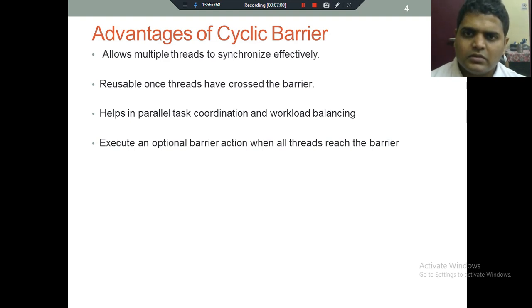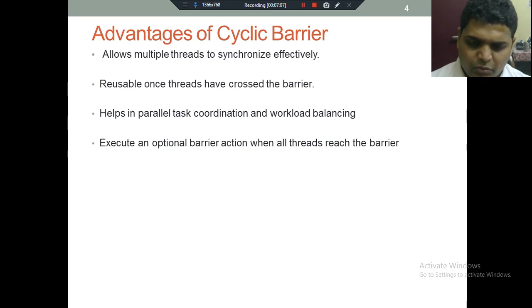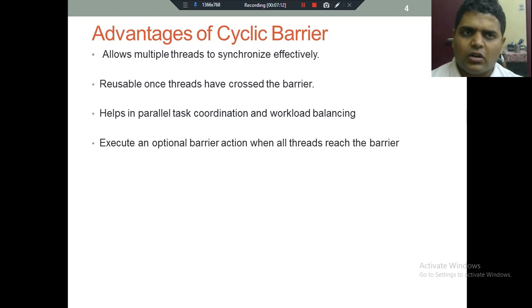It's also reusable. Once the threads have crossed the barrier, they can be reused, and they can acquire the cyclic barrier again. So it is called a cyclic barrier. It's not like once the cyclic barrier is acquired in the lifetime of a thread, it cannot acquire it again. It's cyclic. Similar to the concept of, say, a re-entrant lock, the cyclic barrier can be obtained and executed again and again.